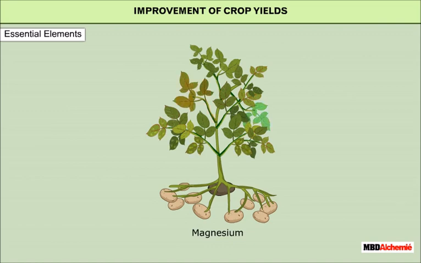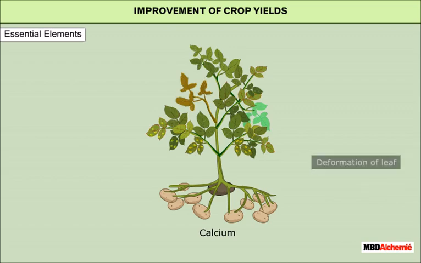Magnesium deficiency causes chlorosis and necrosis of the edges of leaves as well as the formation of spots on older leaves. Calcium deficiency in plants causes the weathering of shoot apex and deformation of leaves.